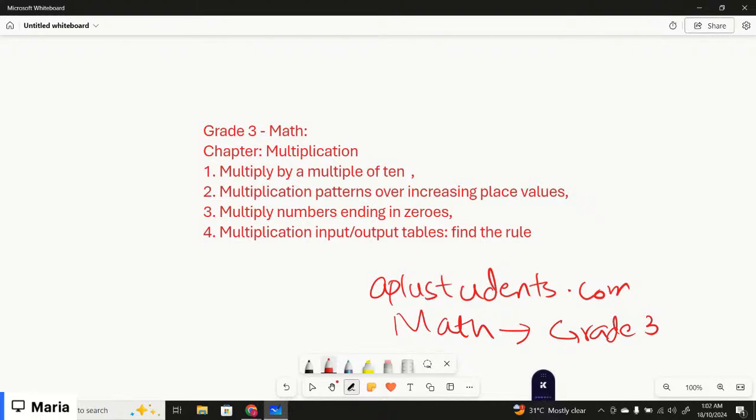The lessons we're going to cover from the chapter are multiply by a multiple of 10, multiplication patterns over increasing place values, multiply numbers ending in zeros, multiplication input output tables, find the rules. So please make sure you have your notebook and pencil so that you can note down the important examples and definitions as well.